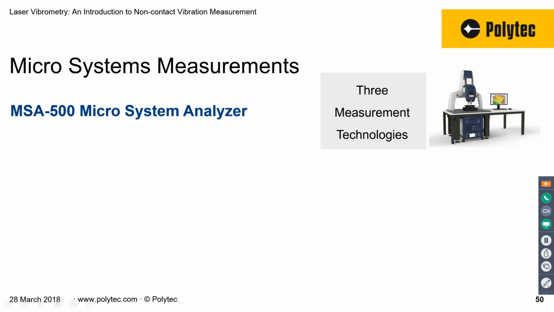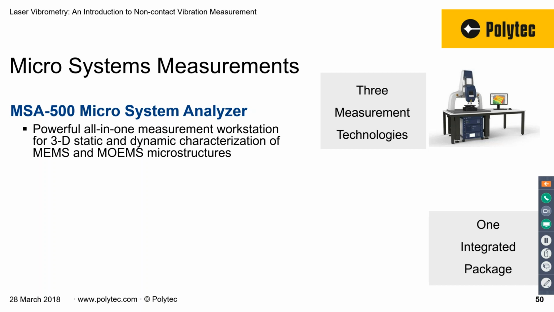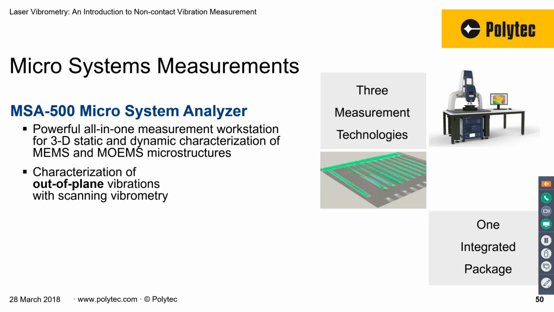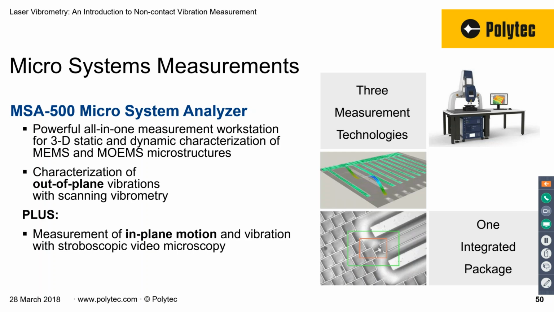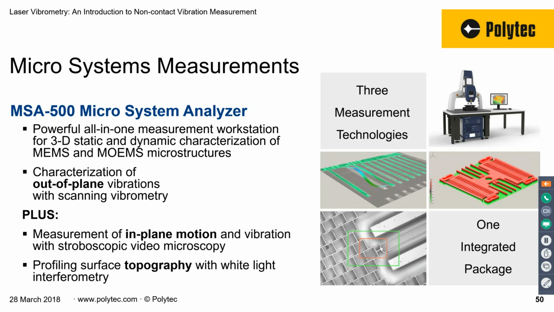I showed this briefly in one of the slides earlier, but here we have the MSA 600. Excuse me, I didn't update this slide. We have now the MSA 600 that was introduced earlier this year, combining 3 technologies in one. Laser vibrometers for measuring out-of-plane vibration, using scanning vibrometry. In-plane motion is measured using stroboscopic video microscopy technique. I'm not going to talk about that in detail today. And the profile is measured using white light interferometry, so you can get surface profile or topography of the surface.